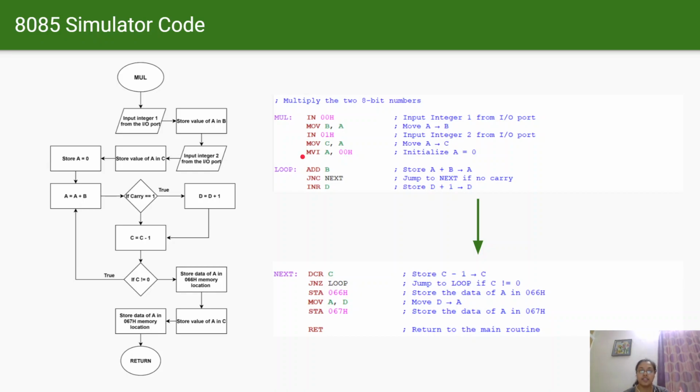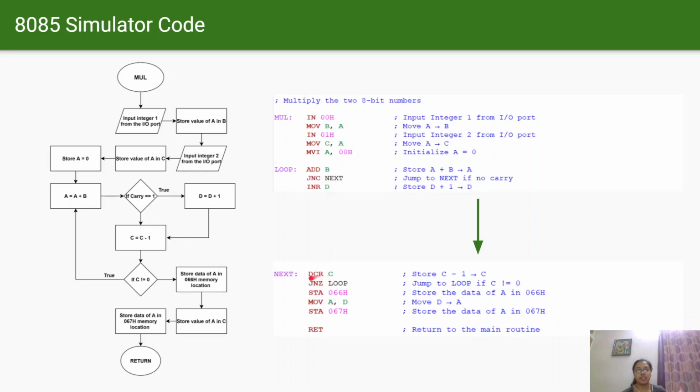And then we have the repeated addition. So we're adding B to a 0 initialized accumulator, and if we have a carry, then we increment D. If we don't have a carry, then this particular condition, jump to next if not carry, becomes true and we directly jump to next. If this wasn't true, then we would increment D first and then come to next.